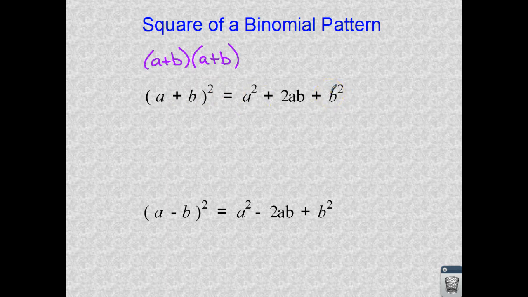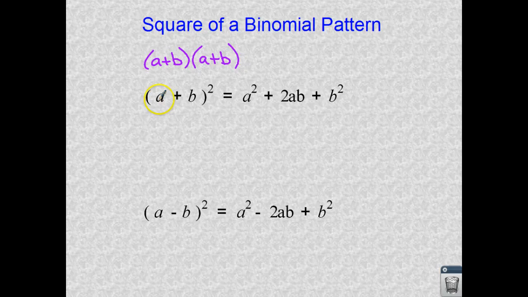You can FOIL it, which I have shown you a little bit about in class, foiling, distributing twice. In this case, I have come up with a little saying to help you remember this special pattern. It's called square the first, square the last, multiply and double it. So square the first, square the last, multiply and double it. Now what do I mean by that?